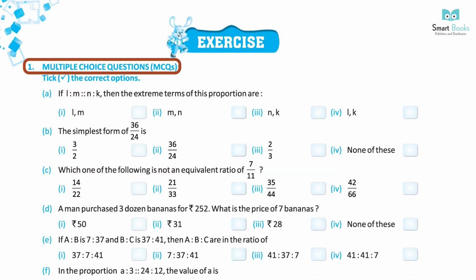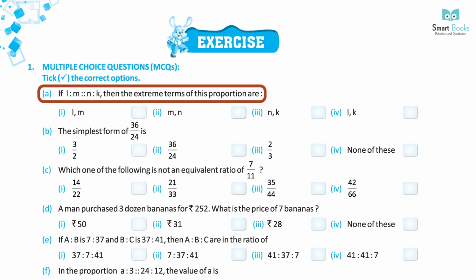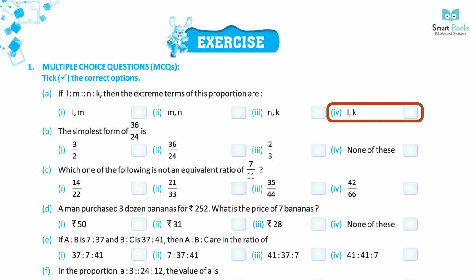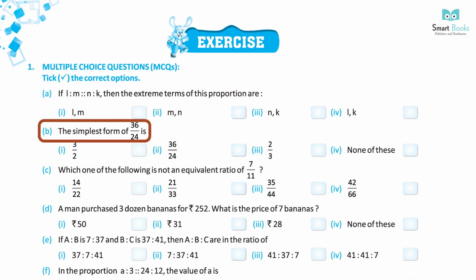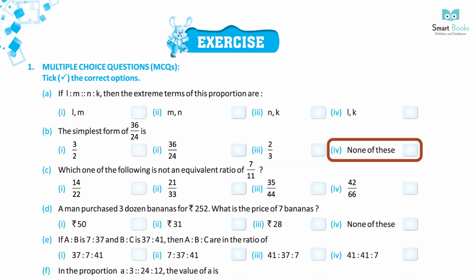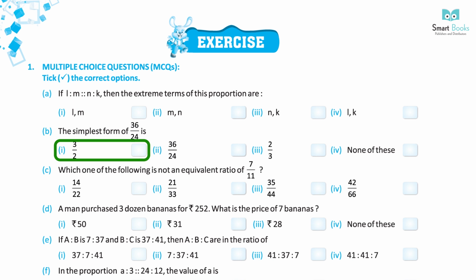Exercises. Question 1. Multiple choice questions. Tick the correct options. A. If L ratio M is to N ratio K, then the extreme terms of this proportion are: first LM, second MN, third NK, fourth LK. Solution: fourth LK. B. The simplest form of 36 ratio 24 is: first 3 upon 2, second 36 upon 24, third 2 upon 3, fourth none of these. Solution: first 3 upon 2.